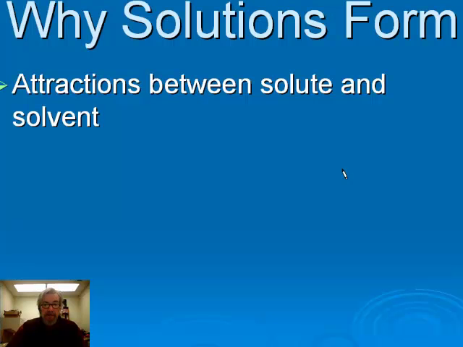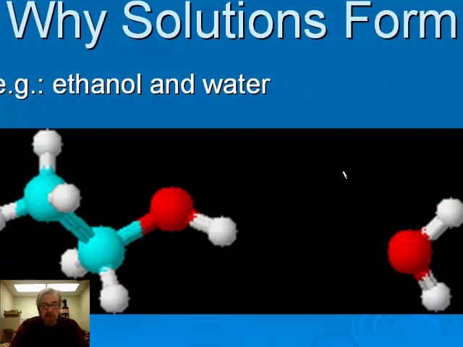Now, there are some substances that you can throw together and leave for a very long time, and they still don't form a solution. They don't dissolve into each other. So there's another factor there, and that is the attractions that exist between the solute and the solvent. Here's an example. Ethanol and water. These dissolve into each other very well.